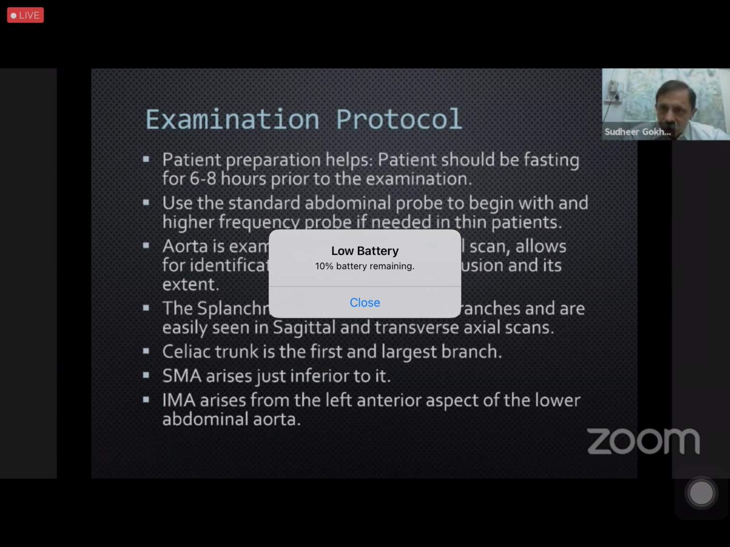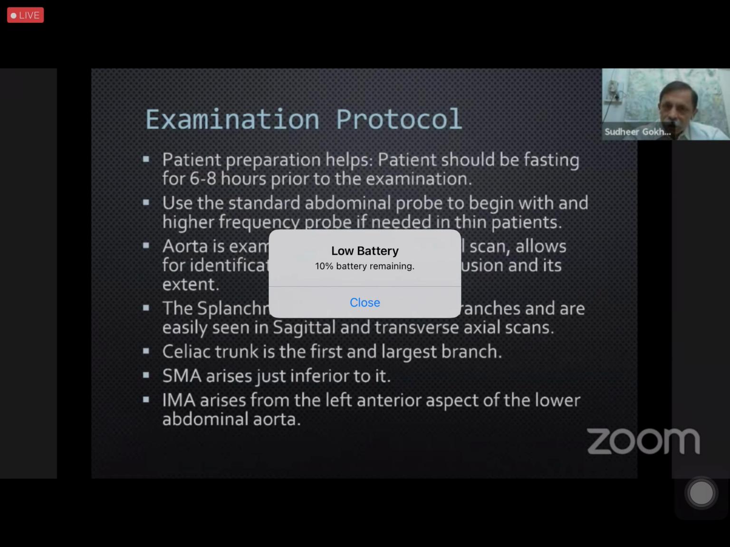Use the standard abdominal probe to begin with. And if the patient is a lean and thin person or a lean and thin kid, you can switch over to a higher frequency probe as and when it is needed. The aorta is examined first in a longitudinal scan that allows for identification of any aortic pathology, which might have some relevance to the mesenteric circulation.